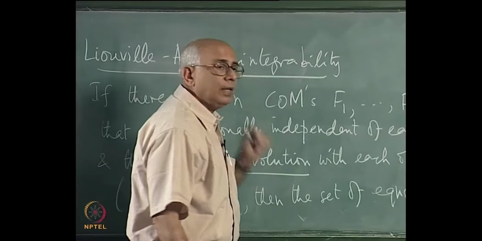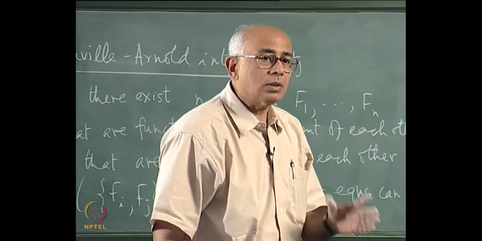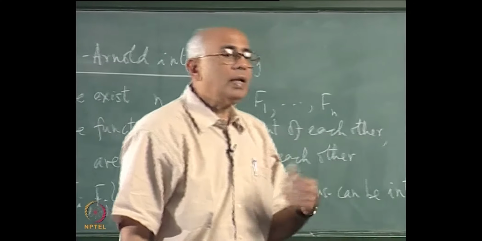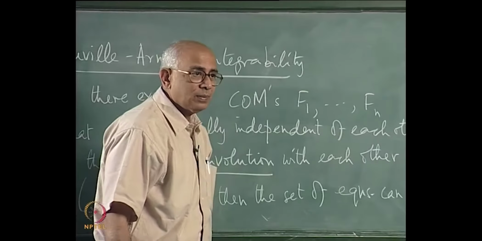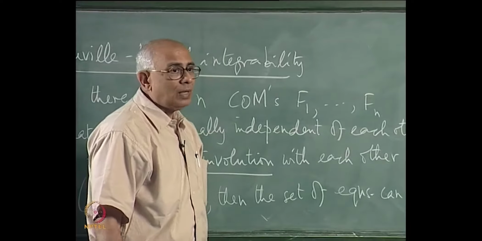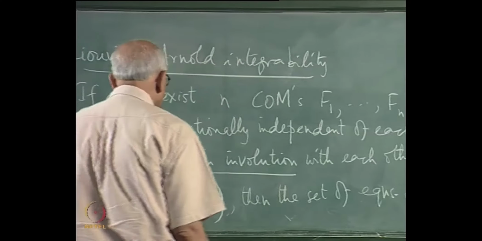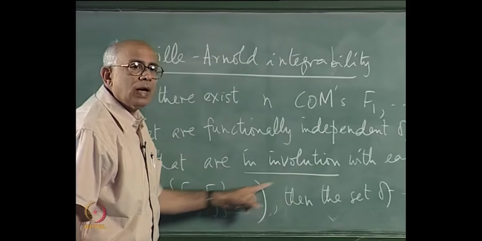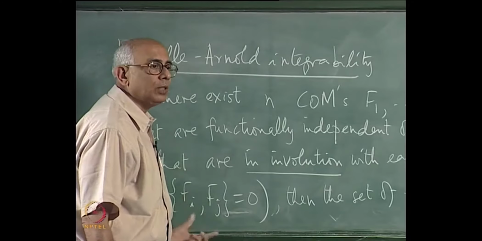The Liouville-Arnold criterion says you do not need to have 2n minus 1 constants of the motion. If you manage to find n of them, that suffices, but the catch is these n have to be compatible with each other in a certain sense, and that sense is that they must have vanishing Poisson brackets with each other, they must be in involution with each other.